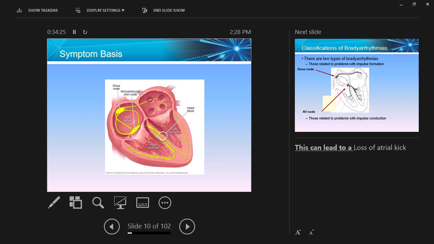And the superior vena cava breaks down into the EJs, external jugulars here in the neck, as well as coming up into the head.